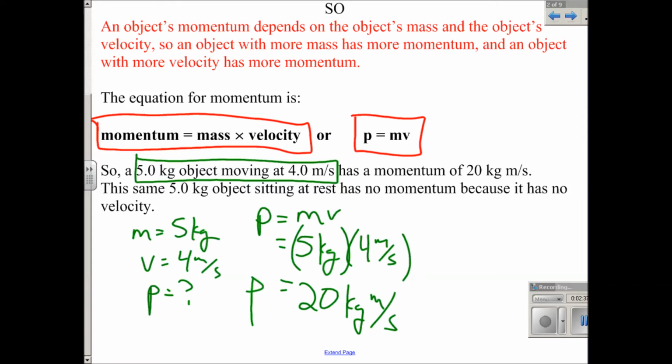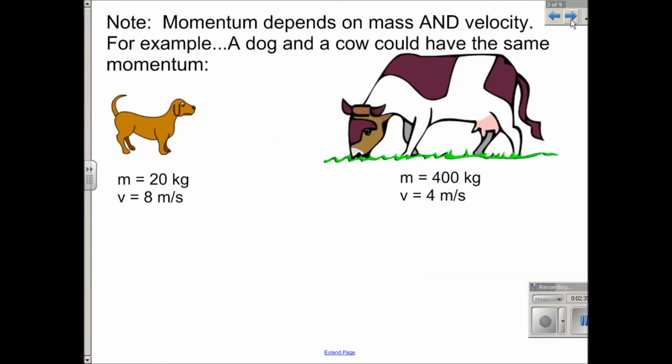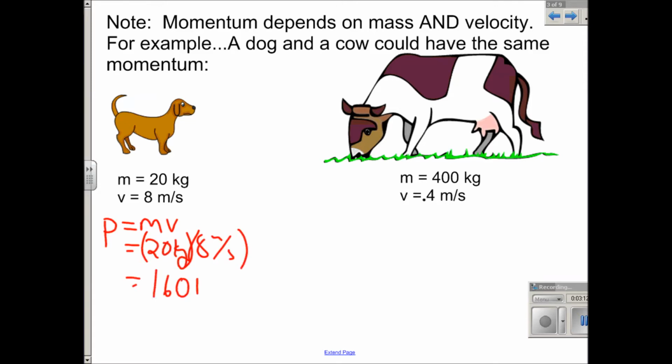All right. So moving forward, momentum depends on mass and velocity, right? And it turns out that because of that, it's possible for two very different objects to have the same momentum. I just realized I forgot to change a typo here. We're going to change the velocity of the cow here. Pretend this was 0.4. I forgot my decimal there. Okay, so let's check it out and see if this works. Remember, momentum is mass times velocity, right? So we know our mass is 20 kilograms. We know our velocity is 8 meters a second. Multiply it out, and you get 160 kilogram meters a second, right?